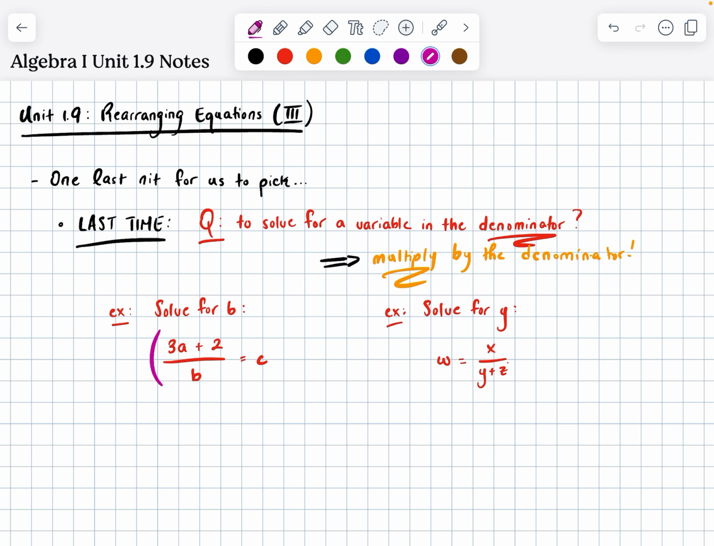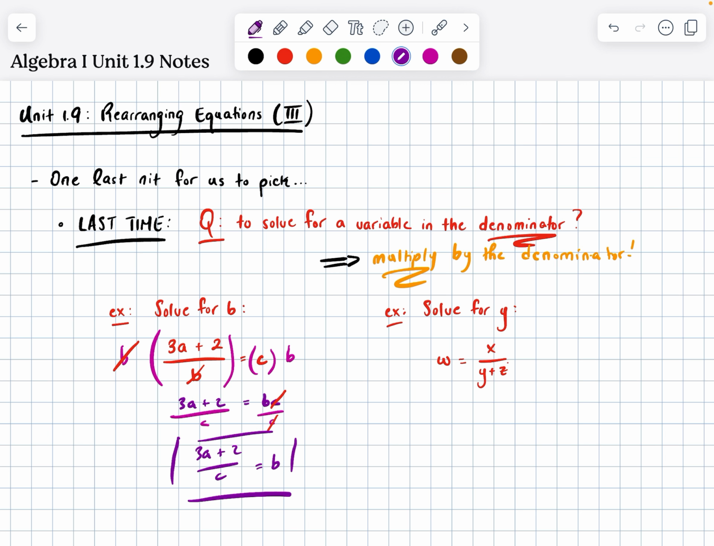3a plus 2 over b equals c. Well, I want to get this b out of the denominator. Let's multiply both sides of our equation by that b. On the left side, times b divided by b, these undo each other. I'm left with 3a plus 2 equals b times c. And then I just want to get b by itself. Well, let's get rid of that pesky little c. On the right side, c over c goes away. And on the left side, 3a plus 2 over c equals b.